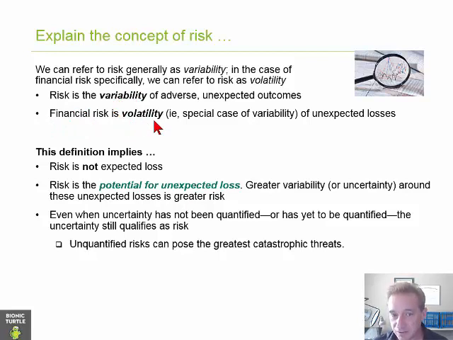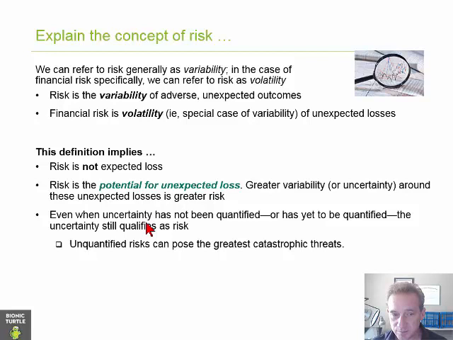So we can look at volatility as a special case of variability. It wouldn't be the other way around. Volatility is variability, but variability is not necessarily volatility. But it's of unexpected losses. So that's the key word here, unexpected losses. Notice, this definition implies that risk is not expected losses. It's about the potential for unexpected losses.